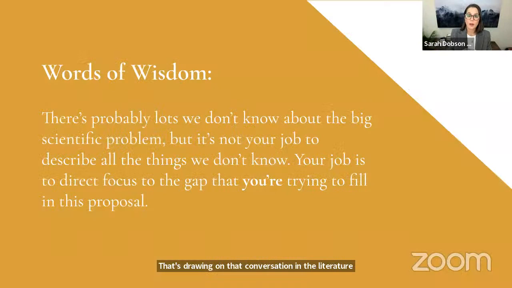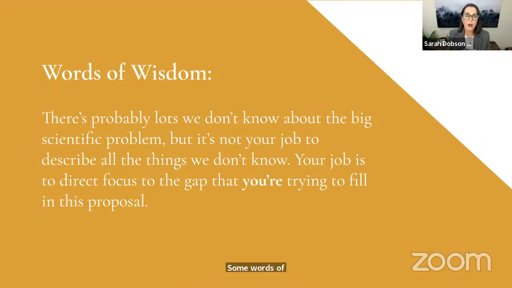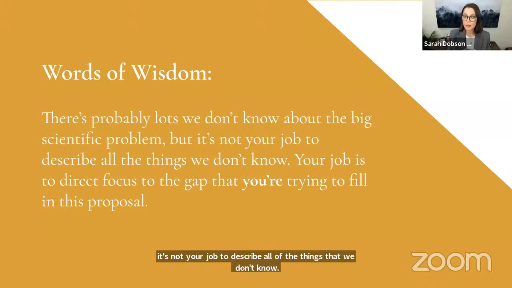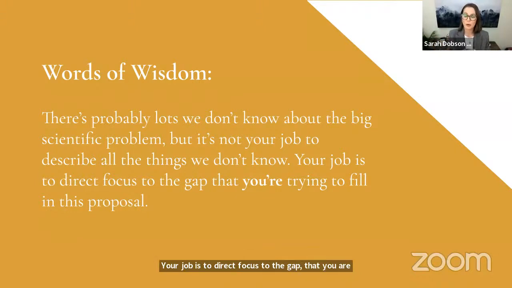Some words of wisdom here. There is probably lots we don't know about that big scientific problem, right? But it's not your job to describe all of the things that we don't know. Your job is to direct focus to the gap that you are trying to fill in this proposal. And that's really important. Again, on your Aims page, you have very limited real estate. And so you need to be really selective about how you describe what we know and what we don't know, so that it leads obviously to your gap, and then the hook, and then your solution, right? So you want all of those things to filter down.